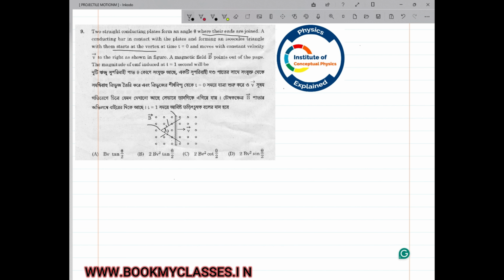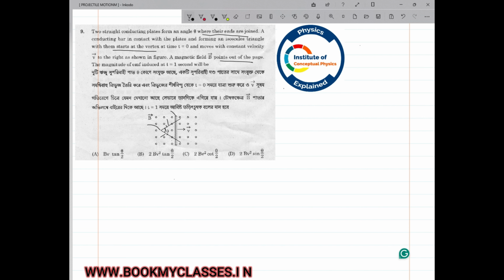So this is at t equal to 0 and moves with constant velocity v to the right. So they have shown the velocity with which this whole isosceles triangle moves. Now a magnetic field B is pointing out of the page. You can see the B is coming out of the page. What is the magnitude of EMF induced at t equal to 1 second?